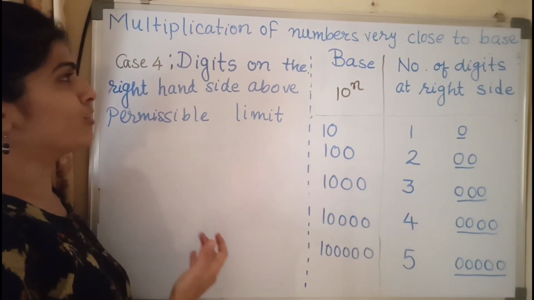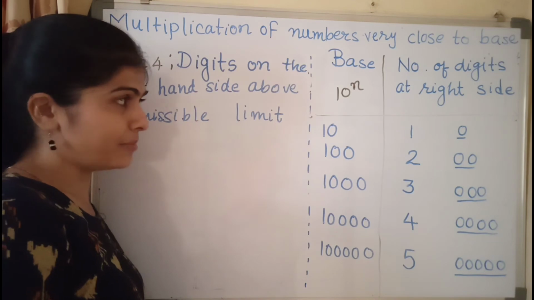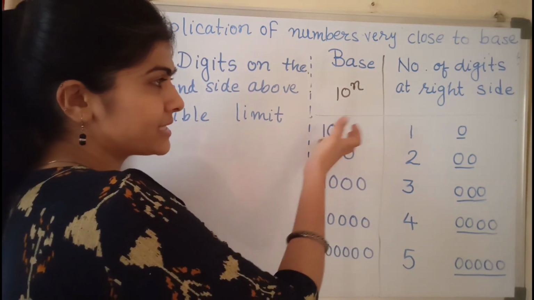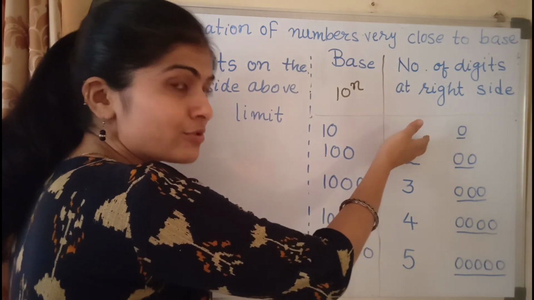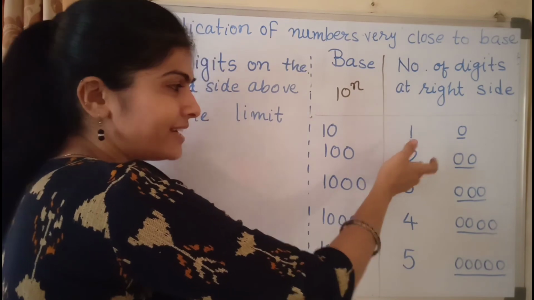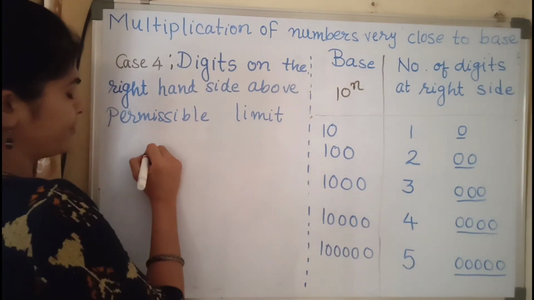Consider case number 4, meaning digits on the right hand side are above the permissible limit. What is the permissible limit on the right hand side? That is, if base is 10, there should be just 1 digit on the right hand side. If base is 100, there should be just 2 digits on the right hand side, and so on. So let me consider one example.